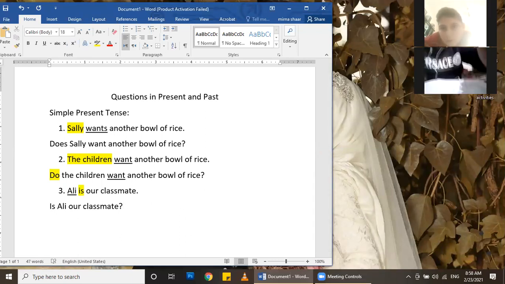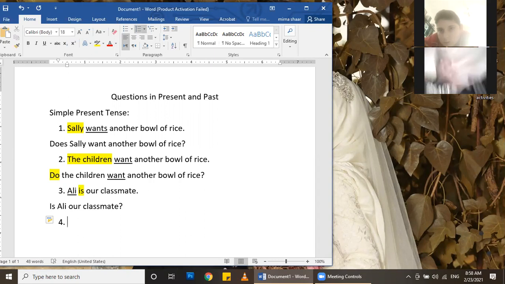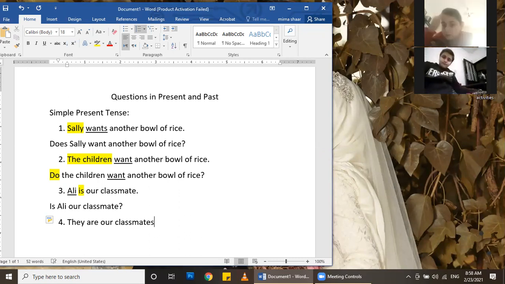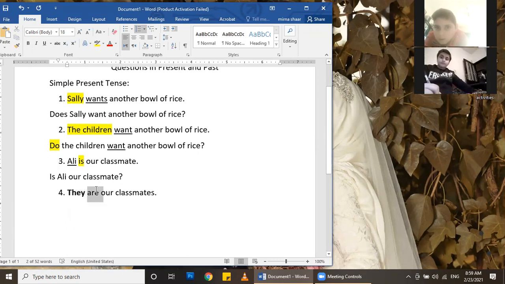Okay, let us take another example. They are our classmates. Here the subject is they, the subject pronoun they, it's plural. Okay, and since it's plural, I added are as the verb to be. Here the helping verb is what? Are, since it's what? It's plural.